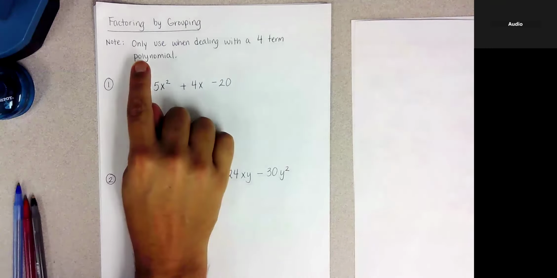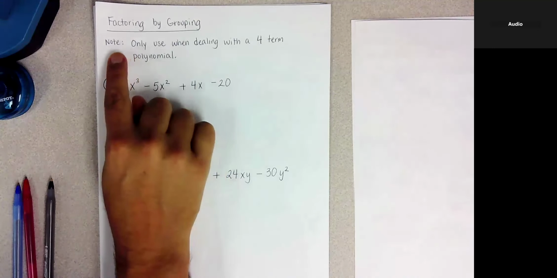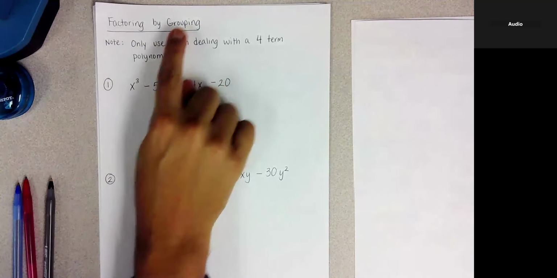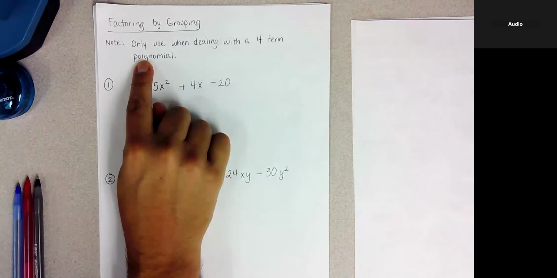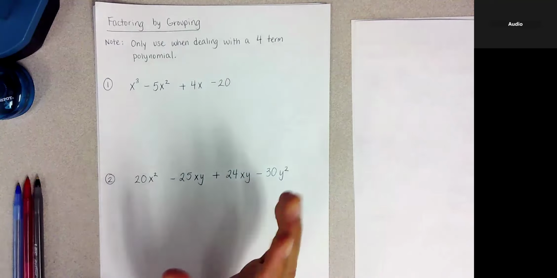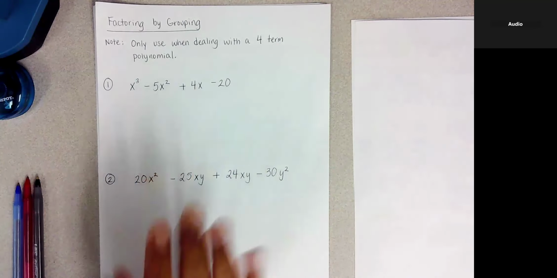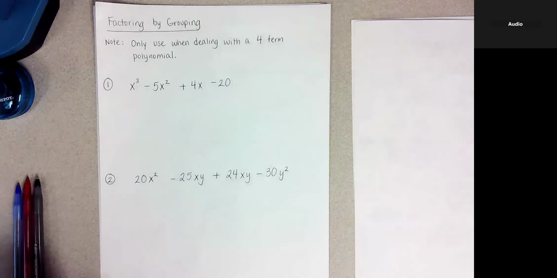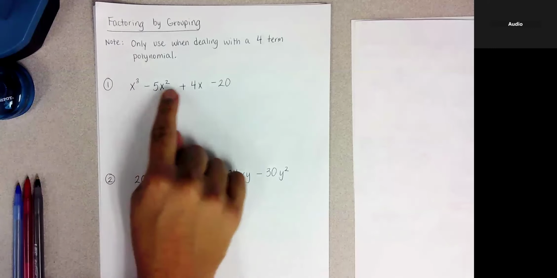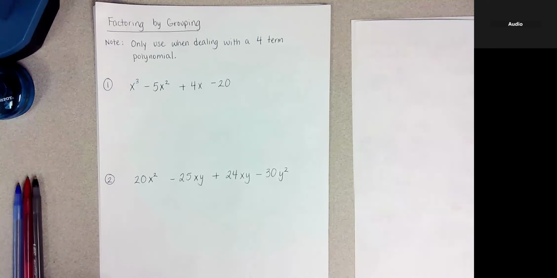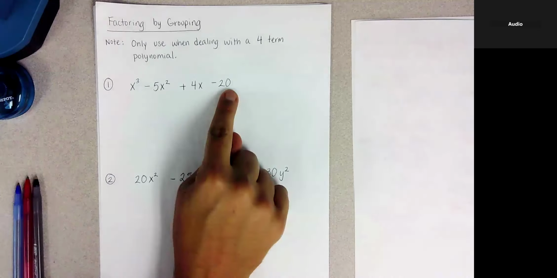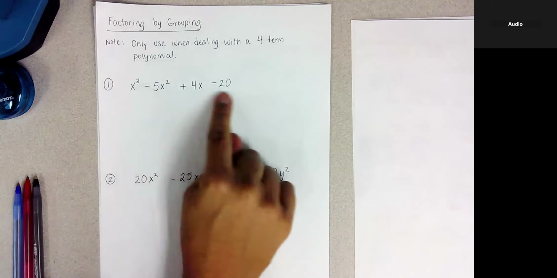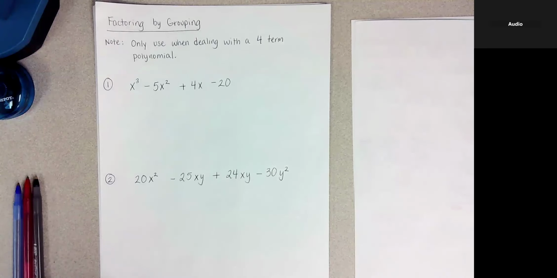One important note that you have to realize is that you can only use this technique whenever you have a 4-term polynomial. Okay, so for this class, you'll never use it for anything besides those 4-term polynomials. So it makes a lot of sense to count how many terms you have before you jump right in. Okay, so we have 1 term, 2 terms, 3 terms, 4 terms. So this is a really good candidate for factoring by grouping.